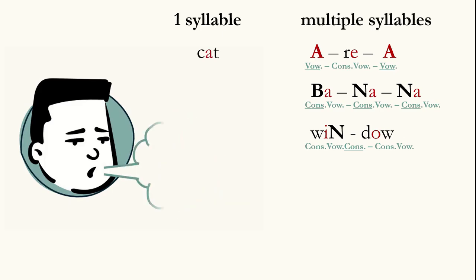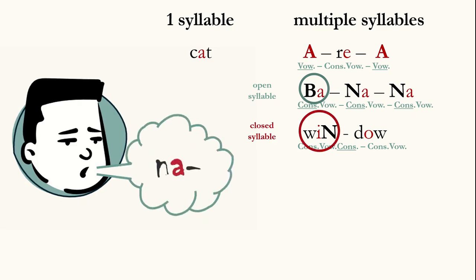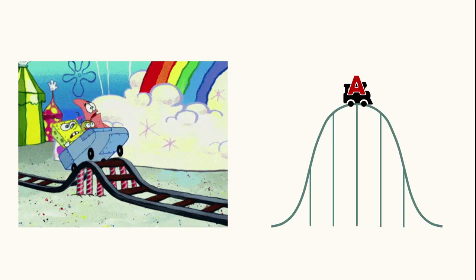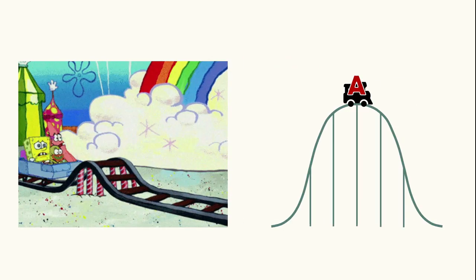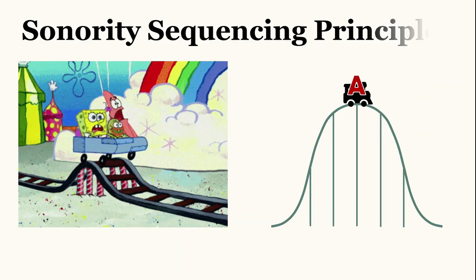There are also patterns that shape how syllables are formed. For example, syllables can be open, ending in a vowel, like all the syllables in the word banana, or closed, ending in a consonant, like window. In languages that allow clusters of consonants, those clusters usually build up in a specific order before the vowel, from less sonorous to more sonorous sounds. This is known as the sonority sequencing principle.